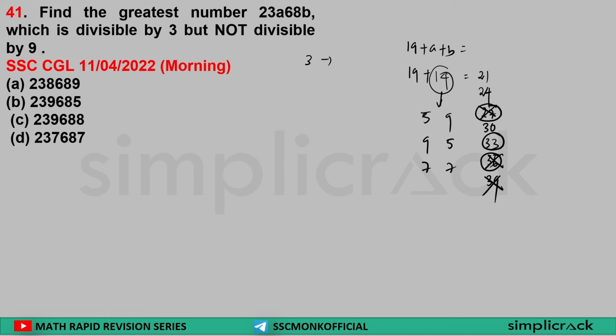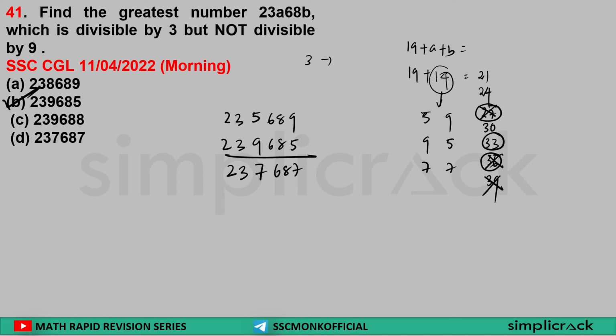Now see, when I'm writing it this way, 2 3 5 6 8 9, then I'm writing 2 3 9 6 8 5, and I'm writing 2 3 7 6 8 7. I need to find the greatest number. So out of all this, which is the greatest number? The greatest number is this one. So the answer is option B.